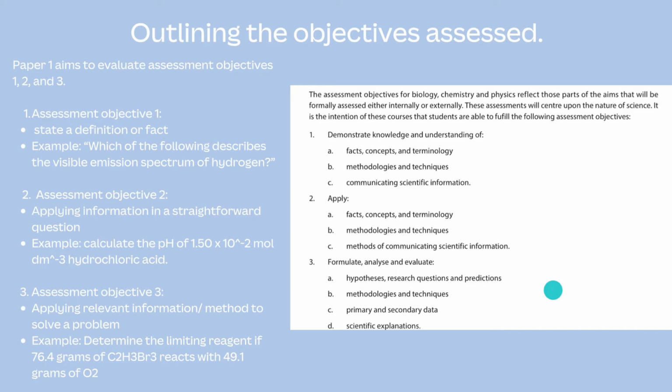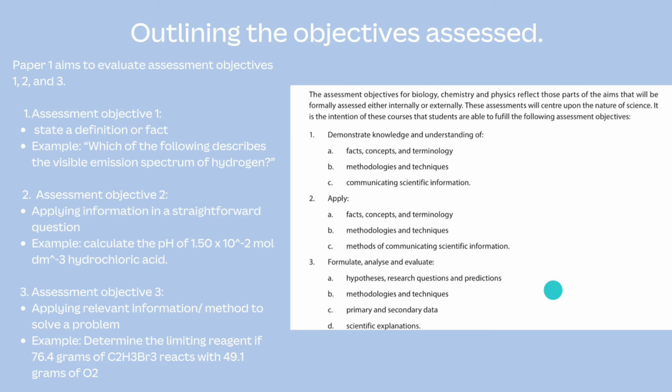Next, Objective 2 assesses how you apply your understanding of a concept to a pretty direct question. An example is, calculate the pH of 1.5 × 10^-2 mol dm^-3 of hydrochloric acid. Here, you're applying your knowledge on pH and the mole concept to solve the problem.